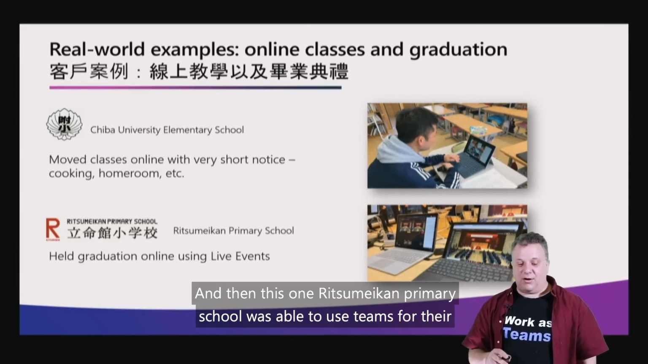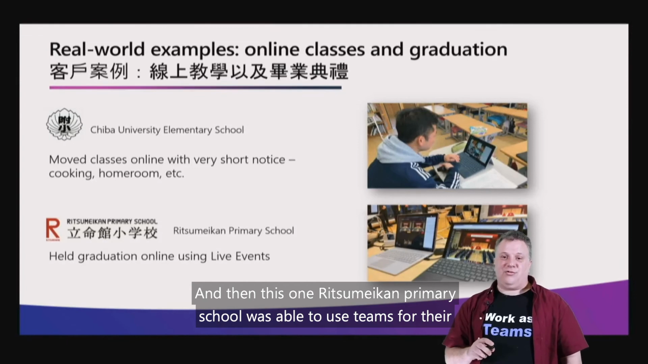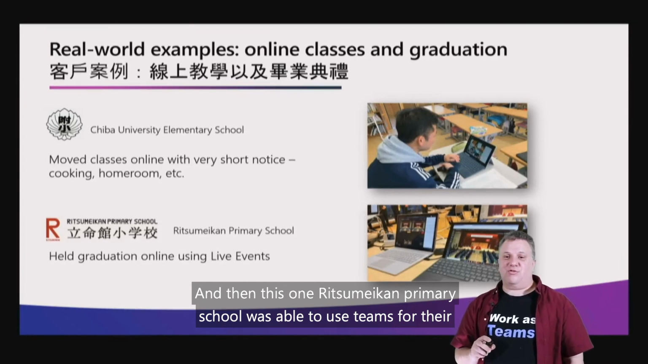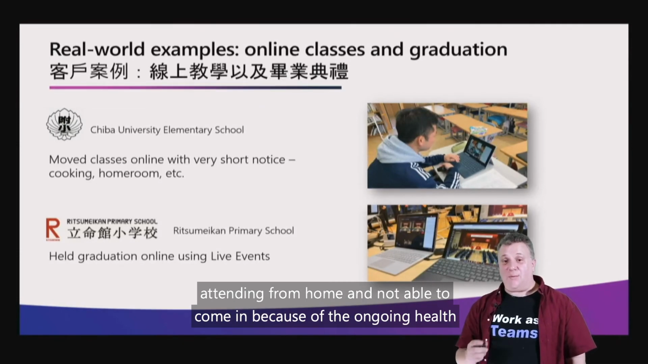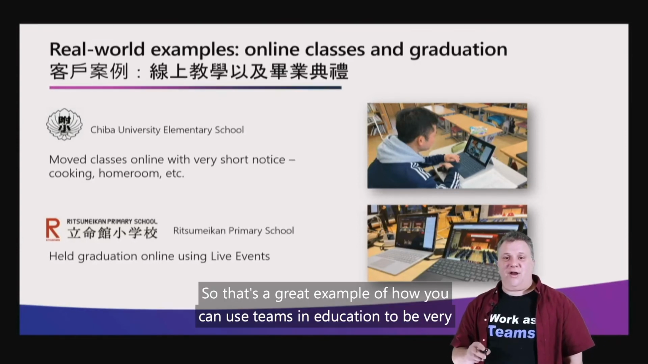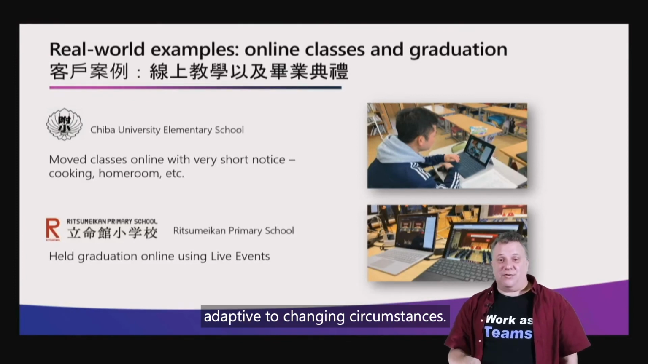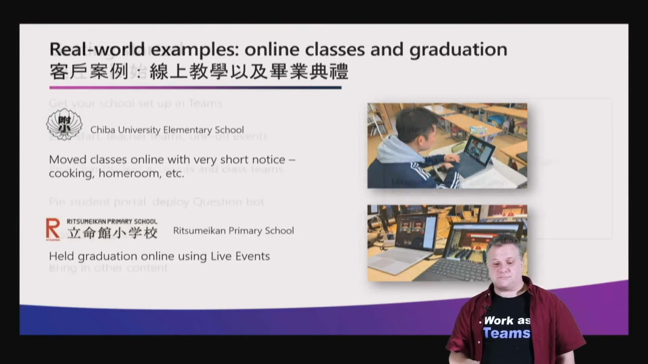And then this one here, Ritsumeikan Primary School was able to use Teams for their graduation. They used live events and broadcast the graduation ceremony to people who were attending from home and not able to come in because of the ongoing health situation. So that's a great example of how you can use Teams in education to be very adaptive to changing circumstances.